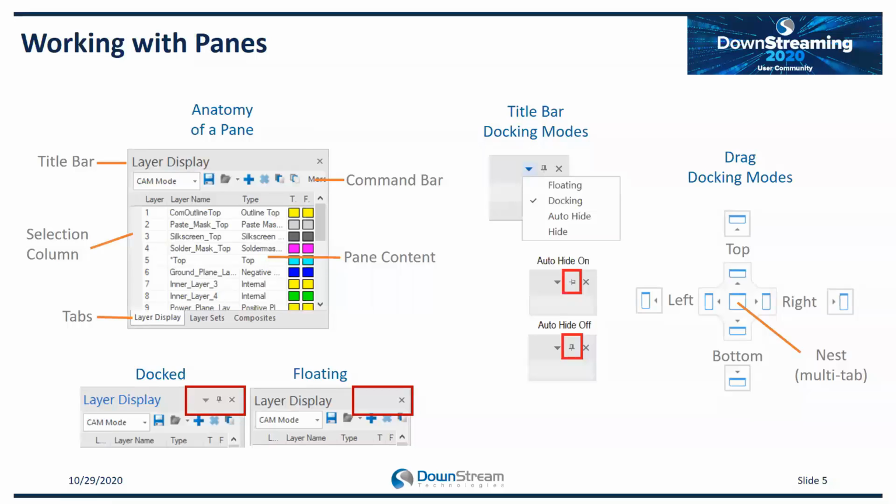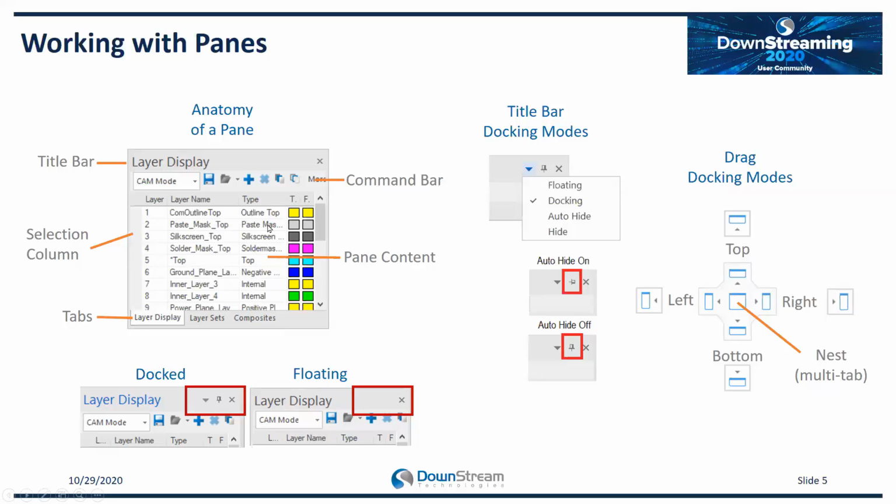Now, what is the anatomy of a pane? I put that up here kind of tongue in cheek, but I really want to make sure you understand the elements of a pane because I'm going to mention these terms as I go through my demonstration. So this is the title bar of a pane, the top of the dialogue, if you will. This is the command bar. Most of the panes have unique commands for their specific functions.